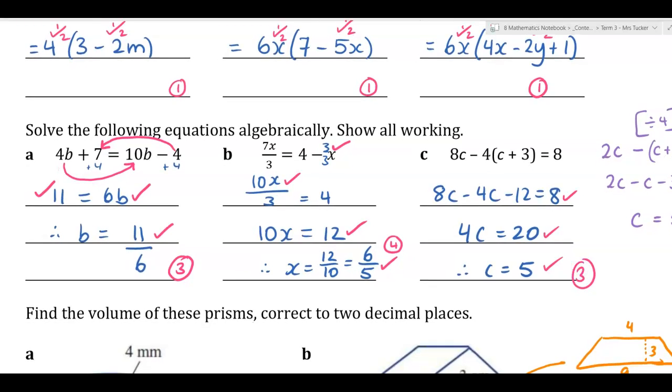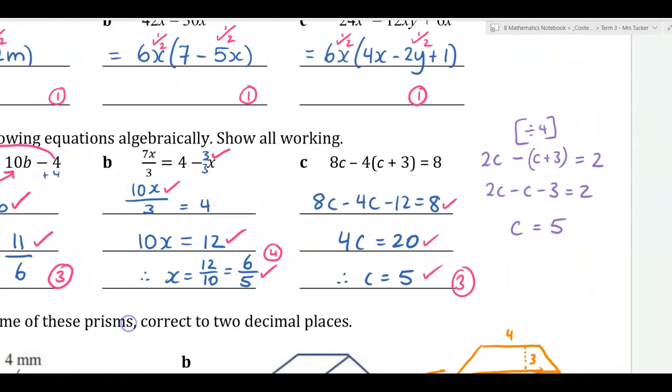Why would it not be negative? So you expand this bracket, right, and you get negative 4c. Yes? Okay, and then you've got 8c minus 4c, which is positive 4c. Is that okay?